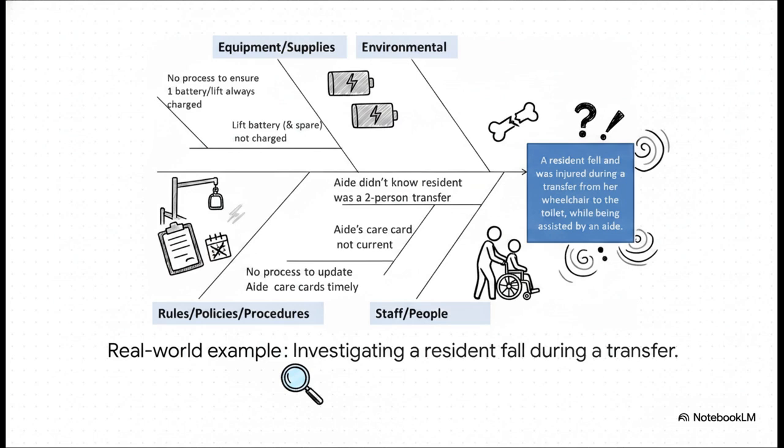Then, under rules and procedures, they realized the aide didn't even know the resident required a 2-person transfer. Why? Because the care card was outdated. It's wild. The diagram reveals that it wasn't just one mistake. Multiple systemic failures across totally different categories culminated in this one adverse event.